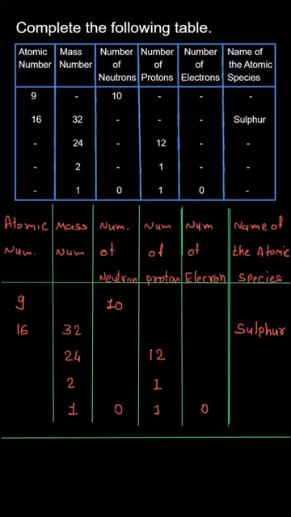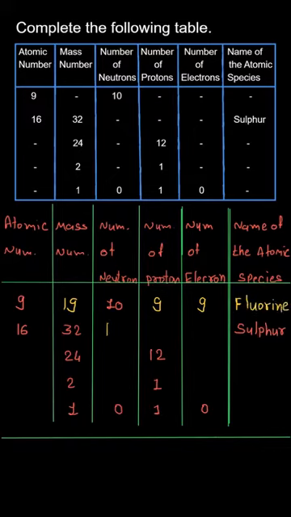So your mass number will be the addition of number of neutrons plus number of protons, so that would be 19. Similarly, the number of protons will be equal to the atomic number, therefore it will be 9. And since the atom is electrically neutral, your number of electrons will also be equal to 9. And you know the atomic number 9 is given to fluorine.